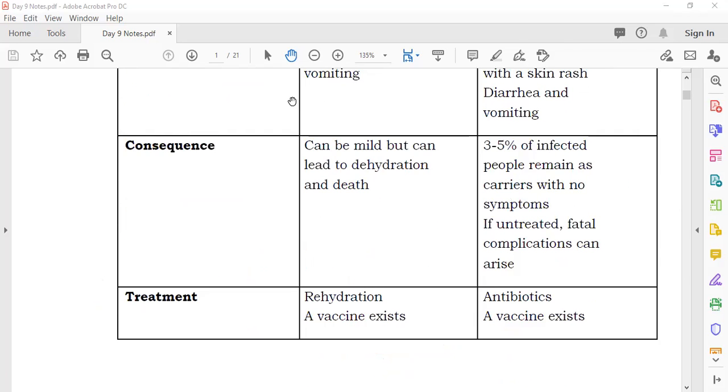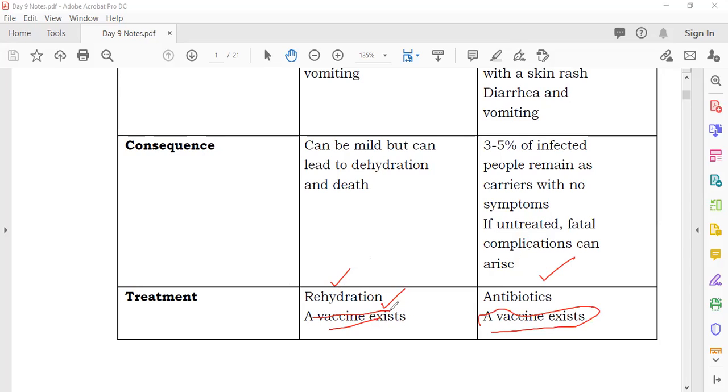After that, they're saying what kind of treatment can be used. Then you have rehydration. It means just give a lot of fluid to the person, so you can remove the deficiency of water. A vaccine is present, and medicine as well. And for typhoid you have antibiotics also, and even the vaccines exist.